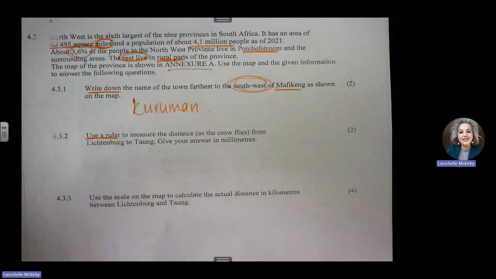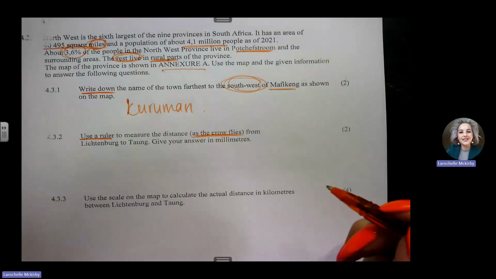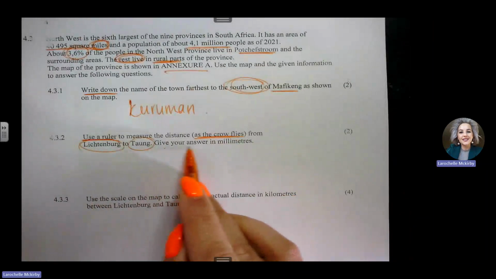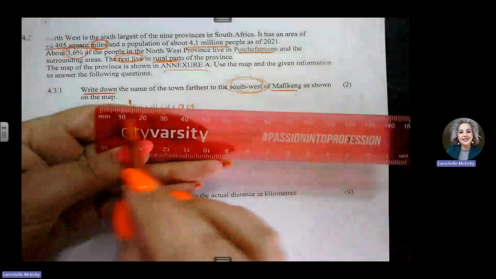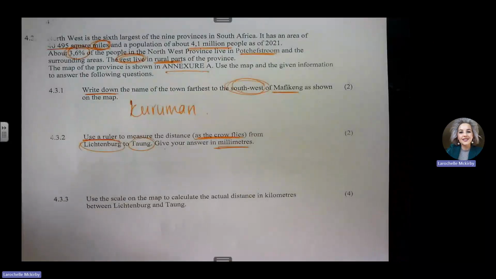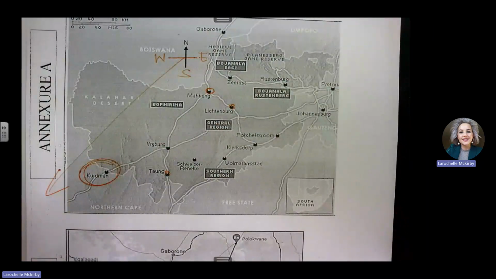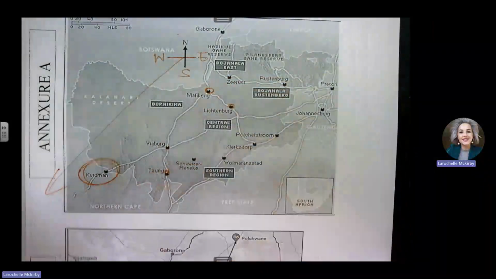Okay, so they're asking use a ruler to measure the distance as the crow flies, meaning a straight line, from Lichtenberg to Tong. Give your answer in millimeters. So I need to use the millimeter part to measure my distance. So I'm going to look for these two towns. Lichtenberg, there we go. Tong, there we go. Okay, again, where do I measure from? I measure from the middle of the symbol to the middle of the symbol.